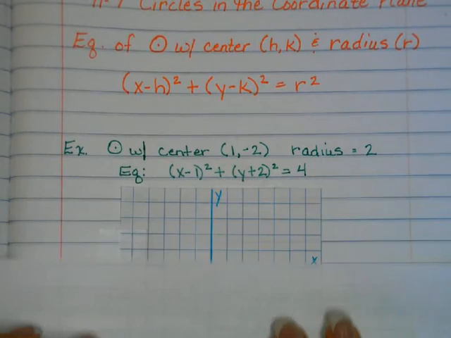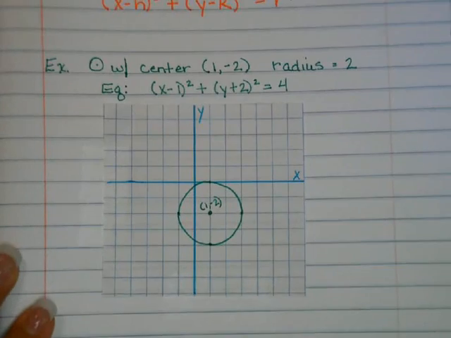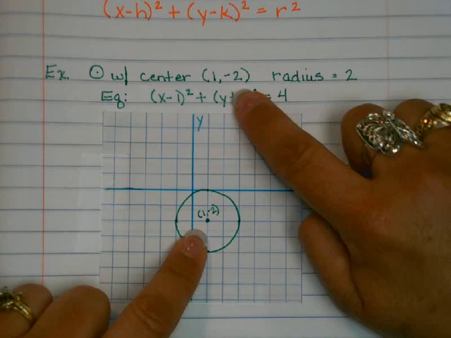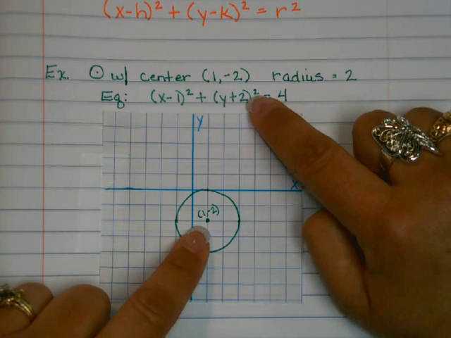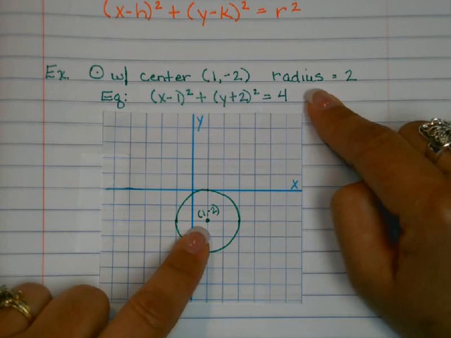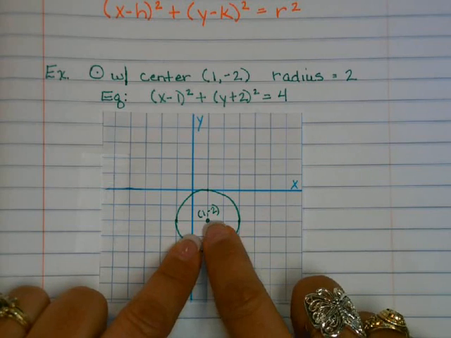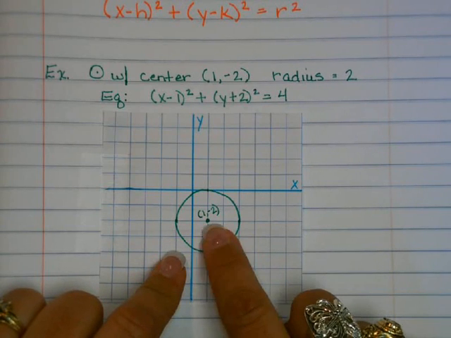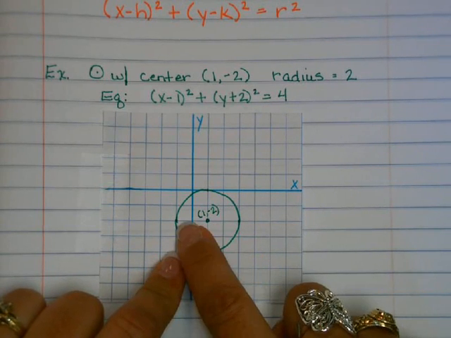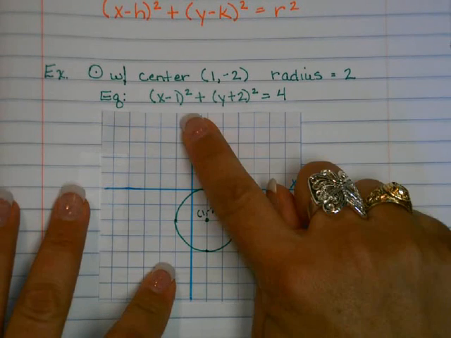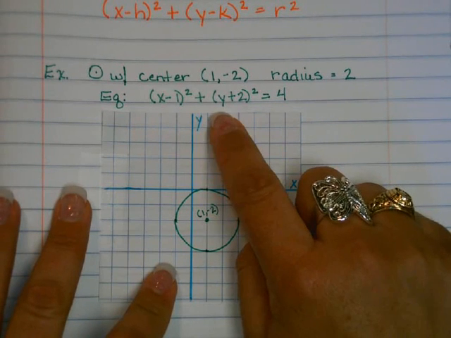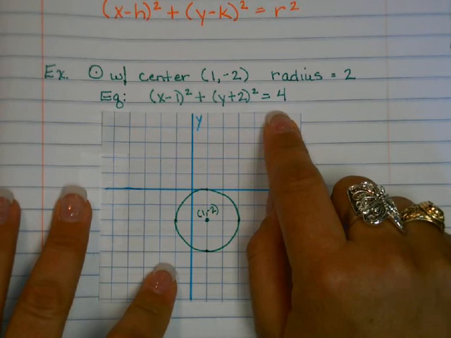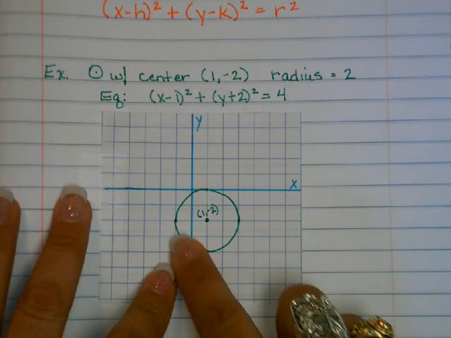And when we go to plot this, you're going to plot your center, which is at (1, −2), and then, of course, just count your radius, top to bottom, right to left. So 2 up, 2 down, 2 right, and 2 left. Okay? So your equation, again, is (x − 1)² + (y + 2)² = 4, and here's what it looks like graphed.